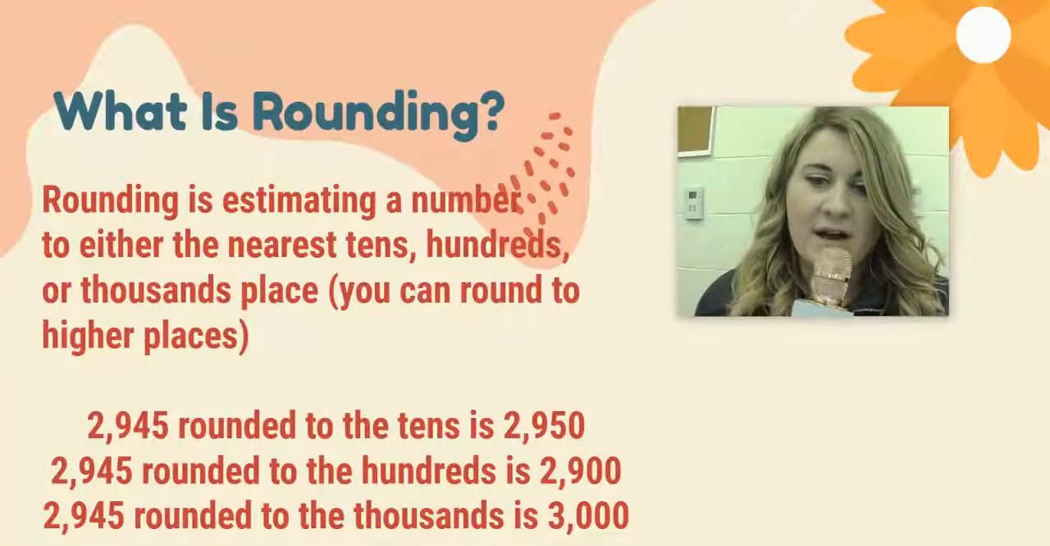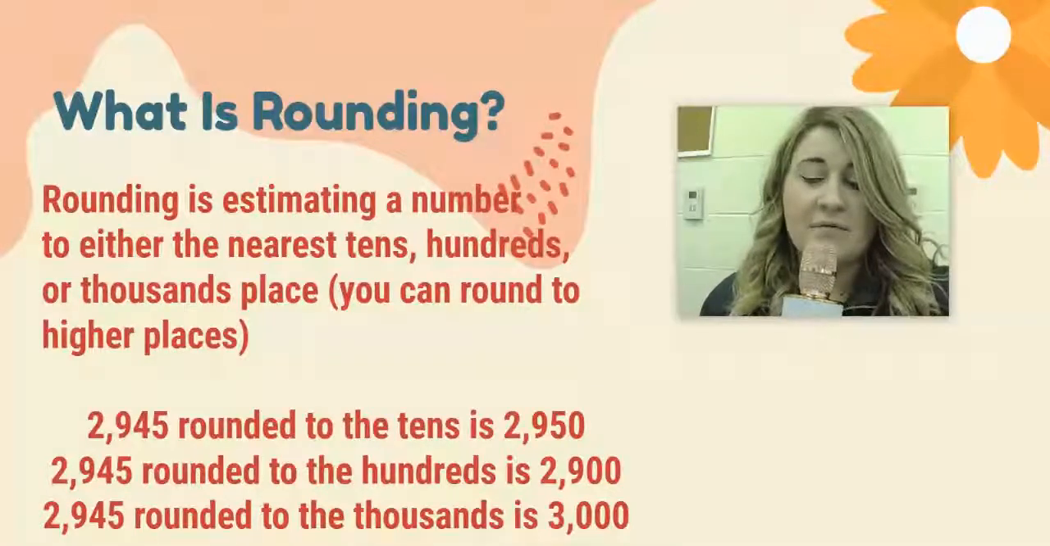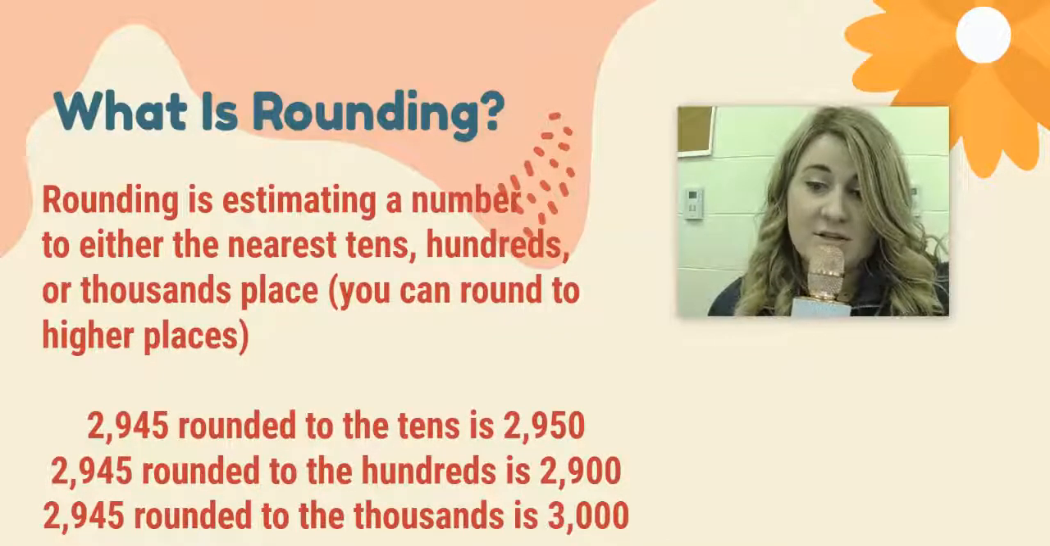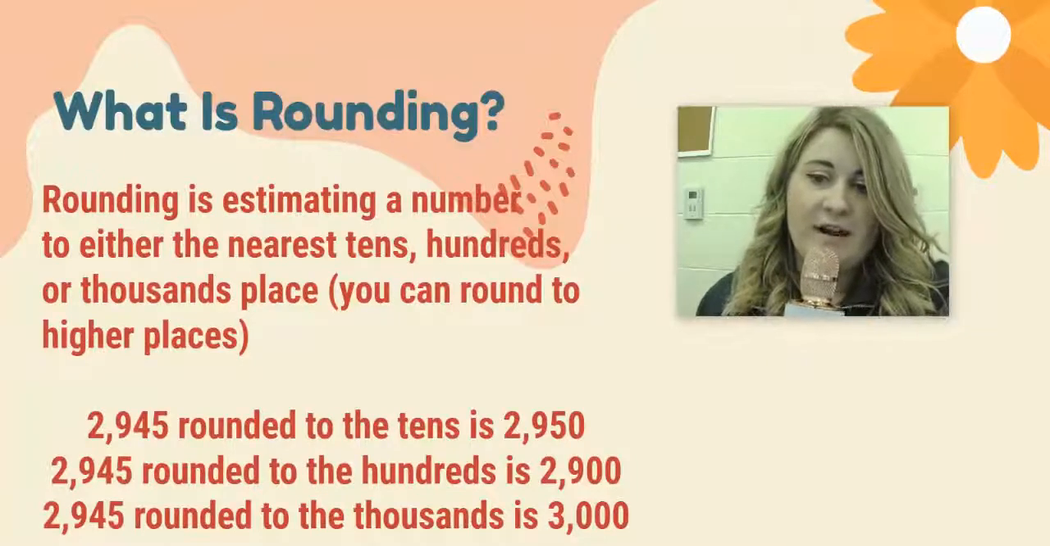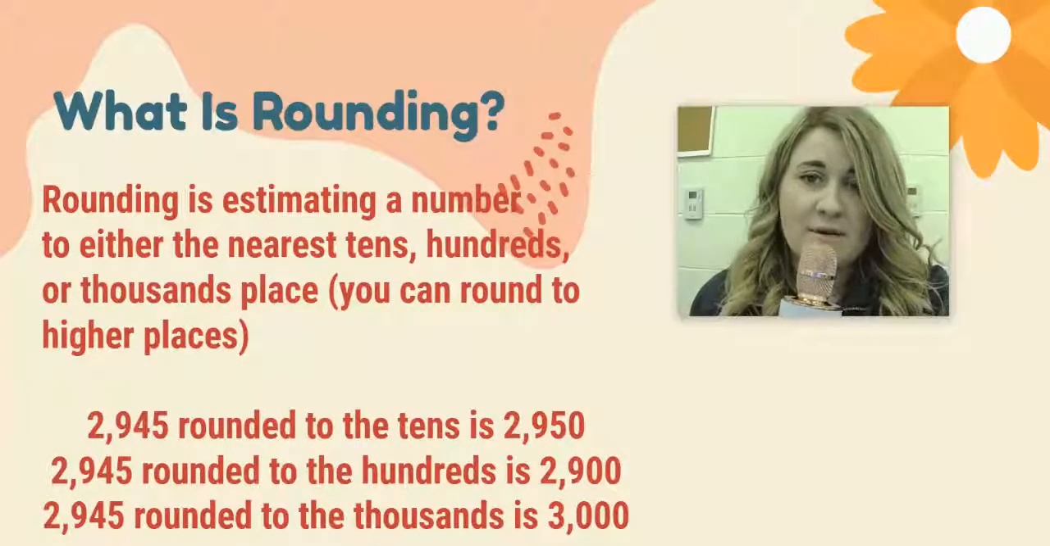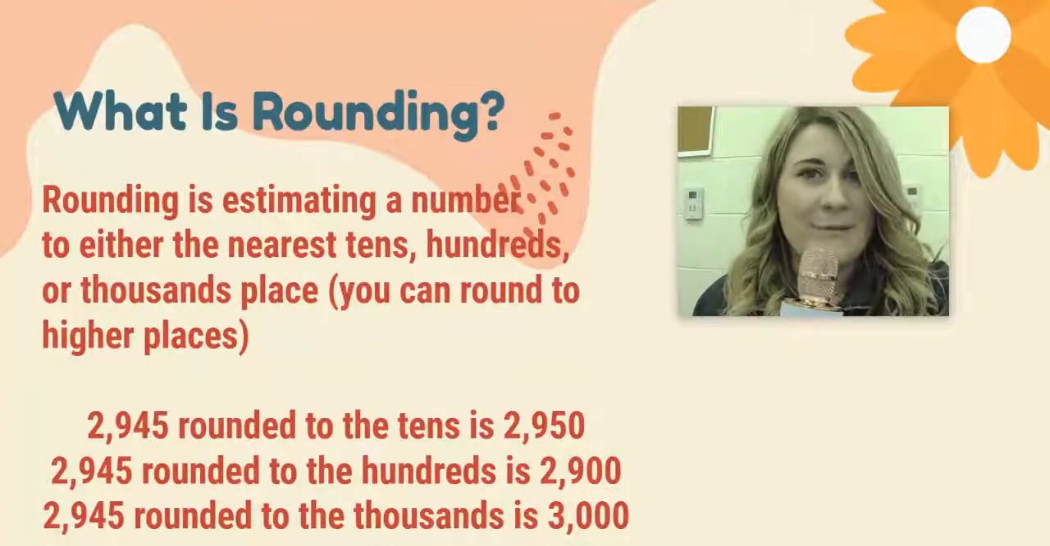So down here I have the same number, 2,945. Rounded to the tens place would be 2,950. 2,945 rounded to the nearest hundreds place would be 2,900, and 2,945 rounded to the nearest thousands place is 3,000. And if you're sitting there thinking, Miss Weaver, how did you do that so fast? I'm going to show you.